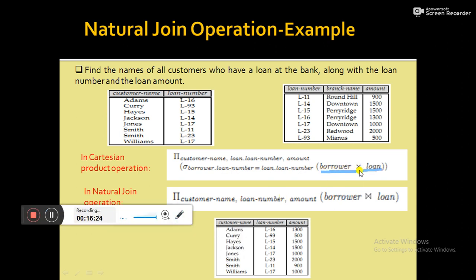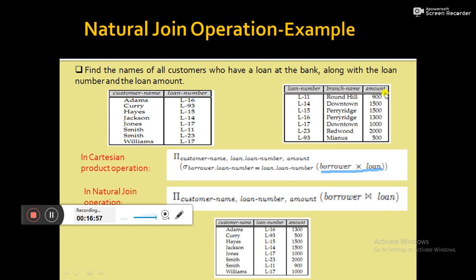Borrower cross loan creates a temporary relation. And what will be the schema of that temporary relation? It is customer name, loan number, then the loan number from the loan relation, branch name, and amount. So the resultant relation of that Cartesian product operation will have the schema customer name, loan number, then loan number from loan relation, branch name, and amount.